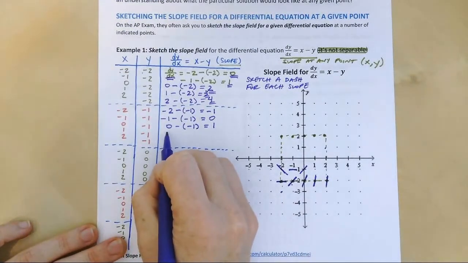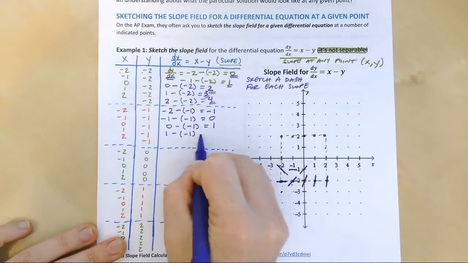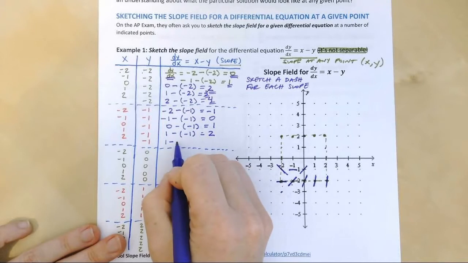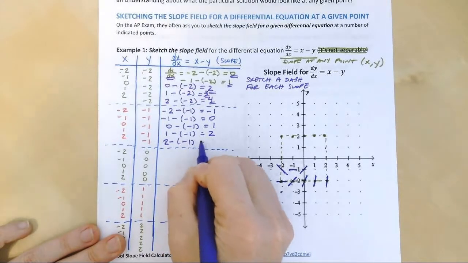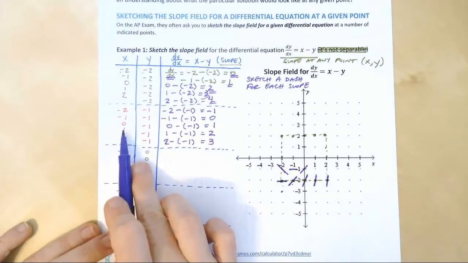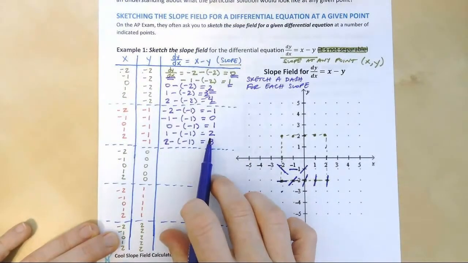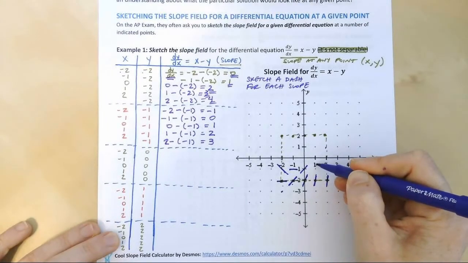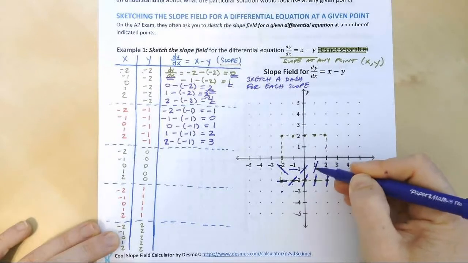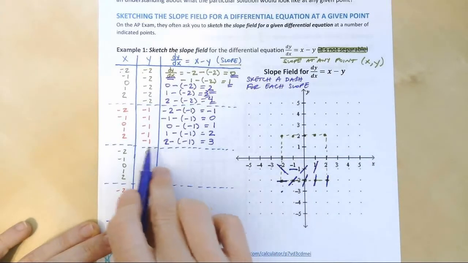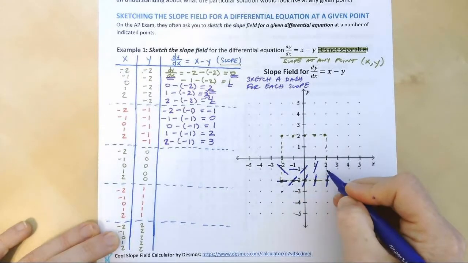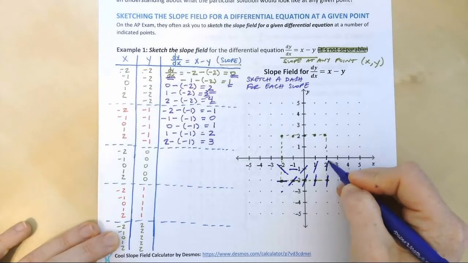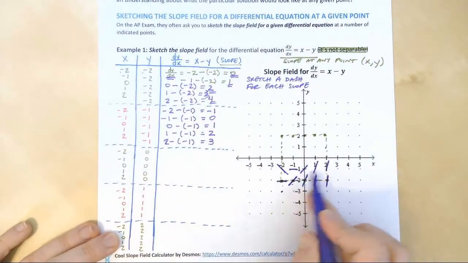We have 1 minus negative 1 equals 2. If you want, you can fill these out first. 2 minus negative 1 equals 3. So at 1, negative 1, I need a slope of 2. And then at 2, negative 1, I need a slope of 3. So over 1, 1, 2, 3, I'm pointing up at that guy. It's getting steeper as it goes.